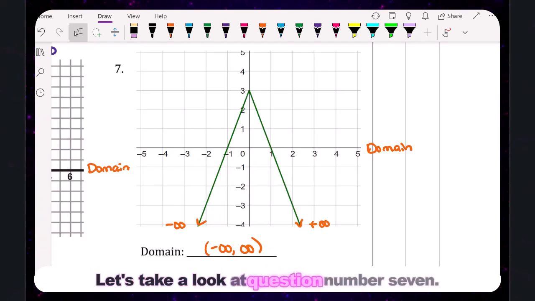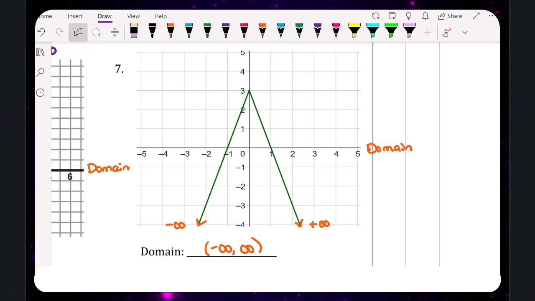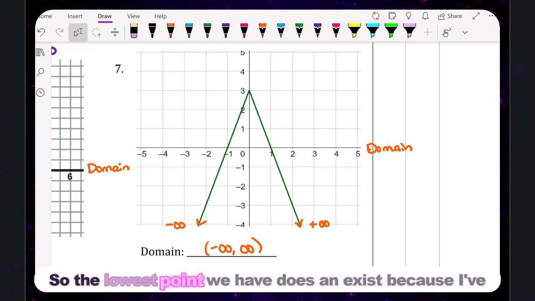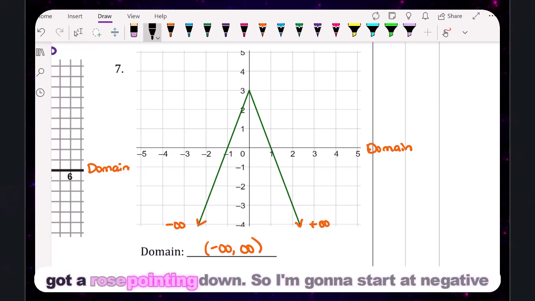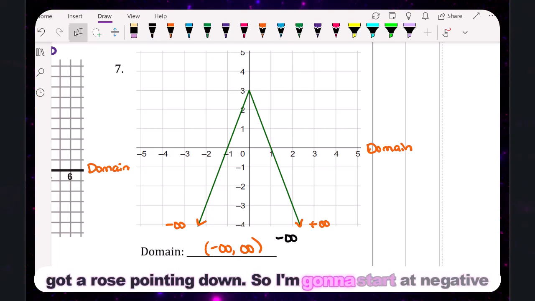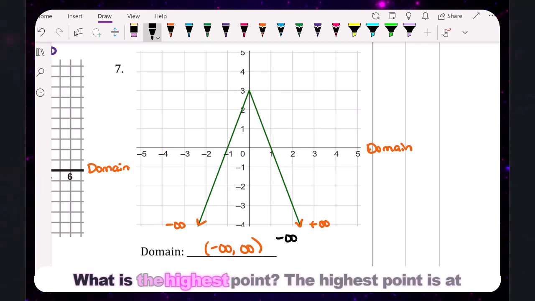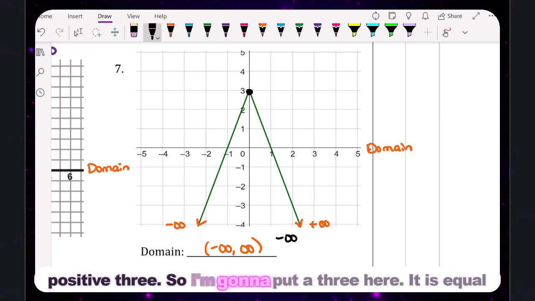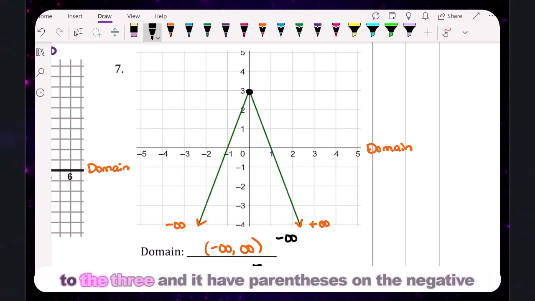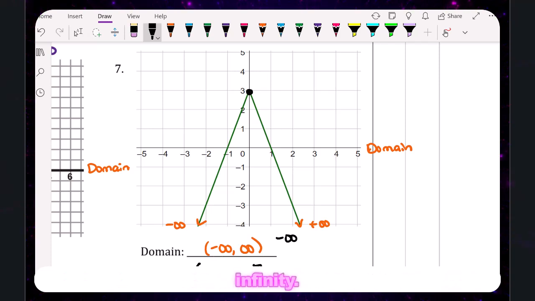Okay, let's take a look at question number 7. So the lowest point we have doesn't exist because I've got arrows pointing down. So I'm going to start at negative infinity. What is the highest point? That highest point is at positive 3. So I'm going to put a 3 here. It is equal to the 3, and I have parentheses on the negative infinity.